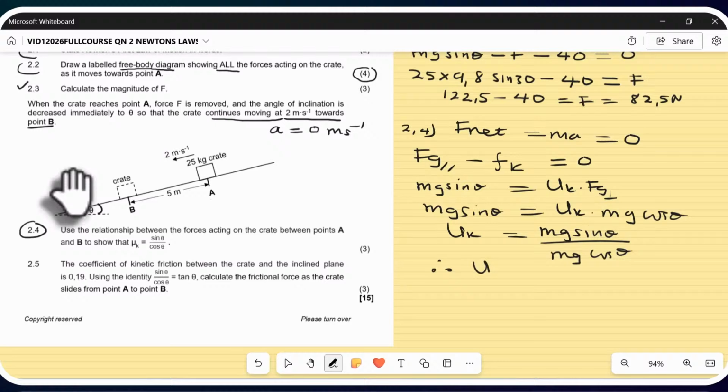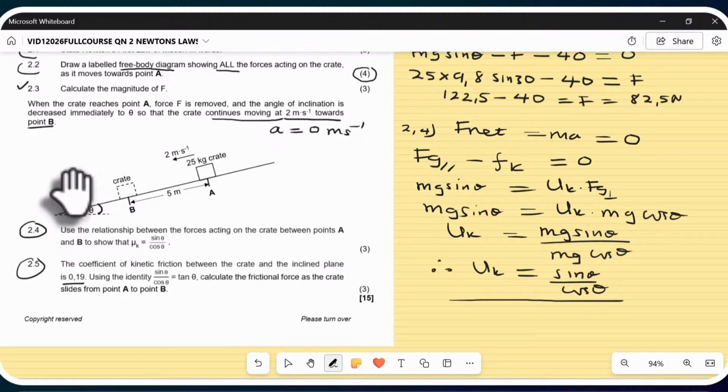Next question, 2.5. They say the coefficient of kinetic friction between the crate and the inclined plane is 0.19. Using the identity tan theta equals sine theta over cos theta, calculate the frictional force as the crate slides from point A to point B. So I'm looking for the frictional force, that is my Fk, as it slides from point A to point B.